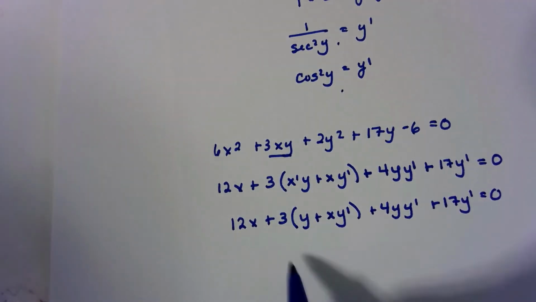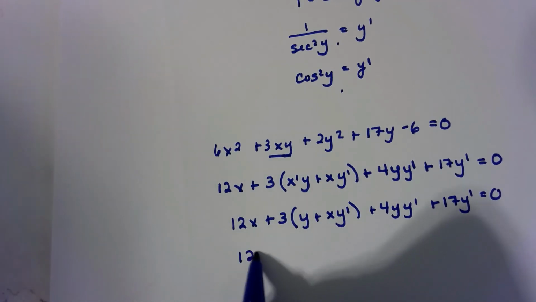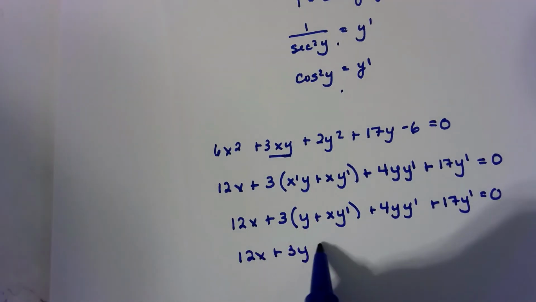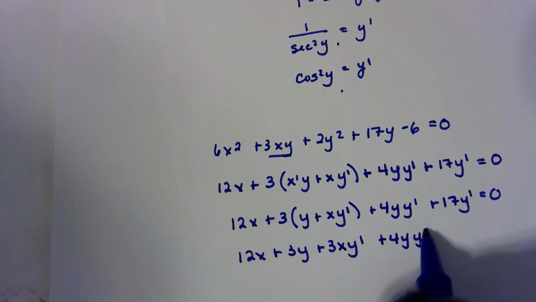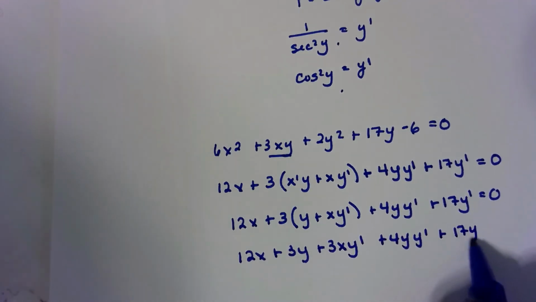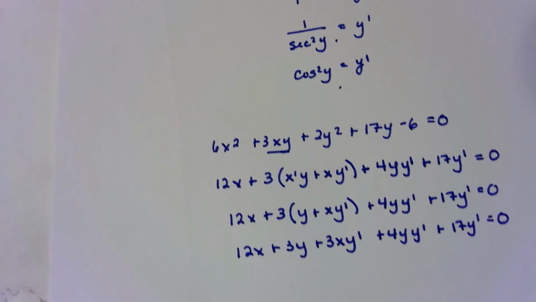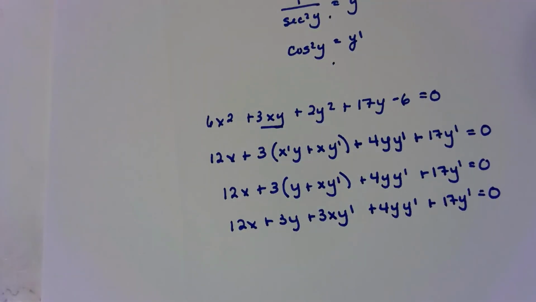And now I'm going to distribute that 3: y plus 3xy prime. This is why it's so important to write out every step on the test, so you don't make a mistake, and so I can kind of follow where you're going. That's why no work equals no credit.